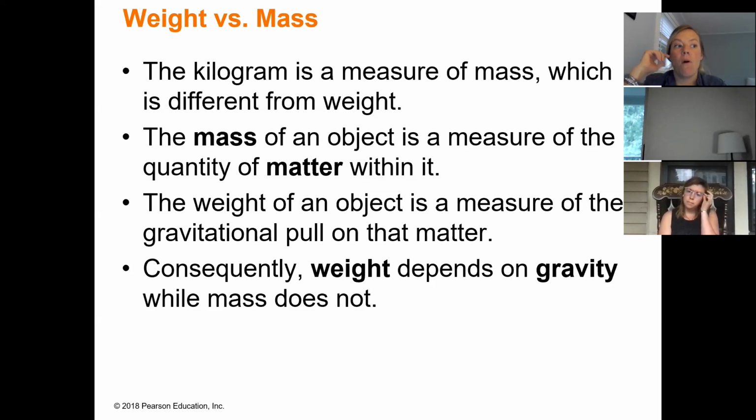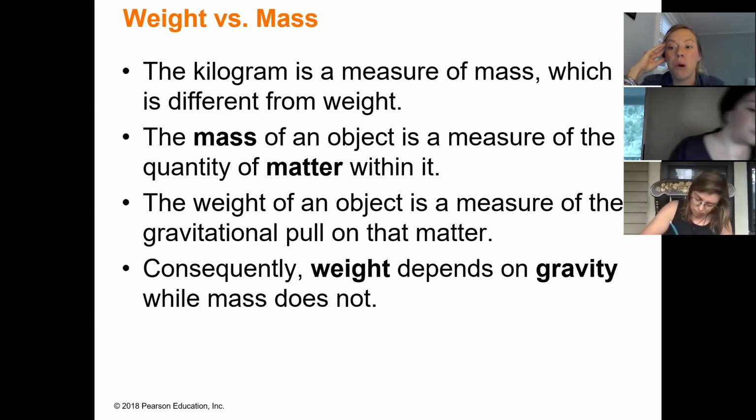So if you have more matter, you should have more mass. Less matter, less mass. So more atoms, you're gonna have more mass. Weight, on the other hand, is a measurement of the gravitational pull on matter.